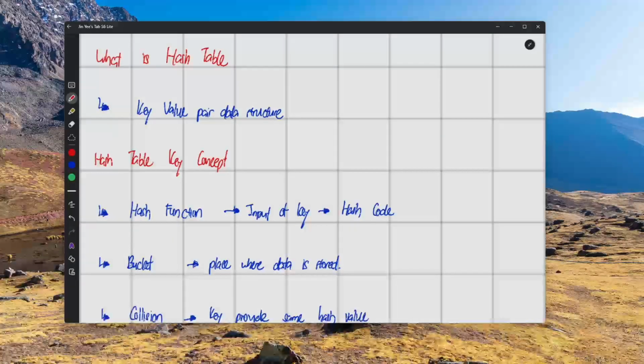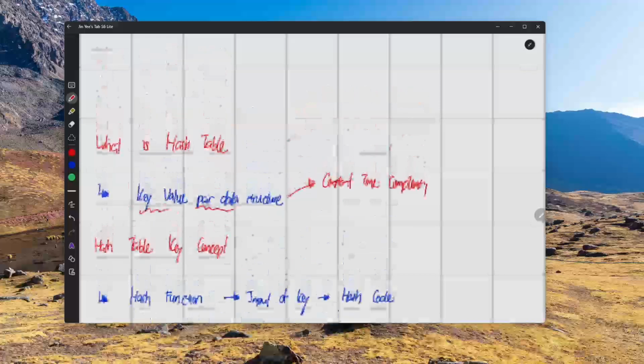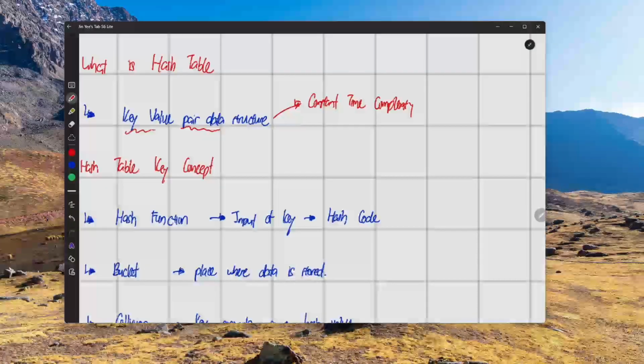Hi everyone. Today I'm going to talk about what a hash table is, and we're going to implement the hash table in Golang. Okay, so first and foremost, let's understand what a hash table is. A hash table is a key value pair data structure with the advantage of constant time complexity in retrieving data.